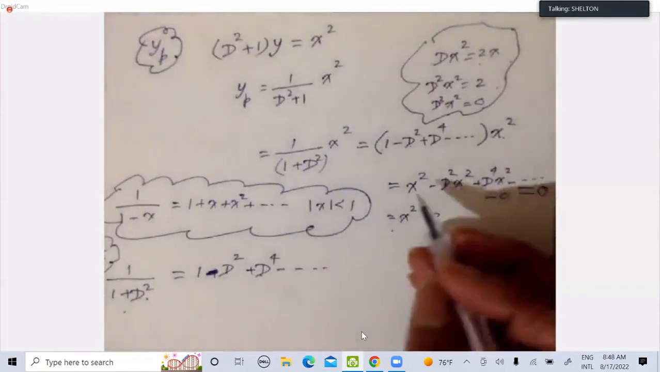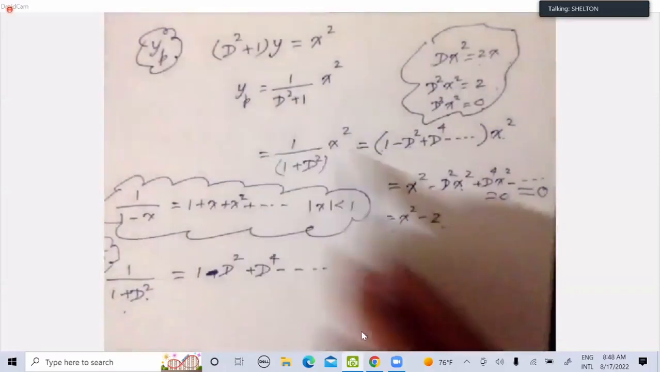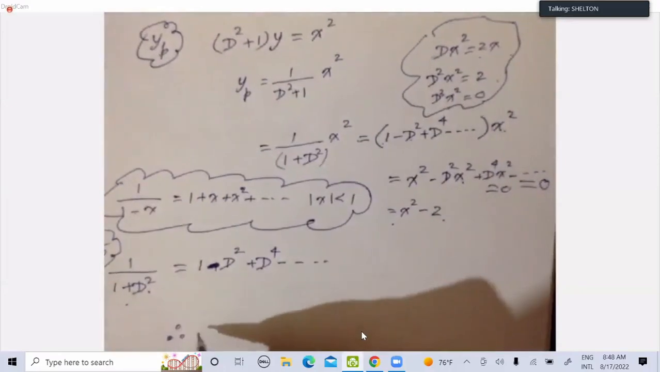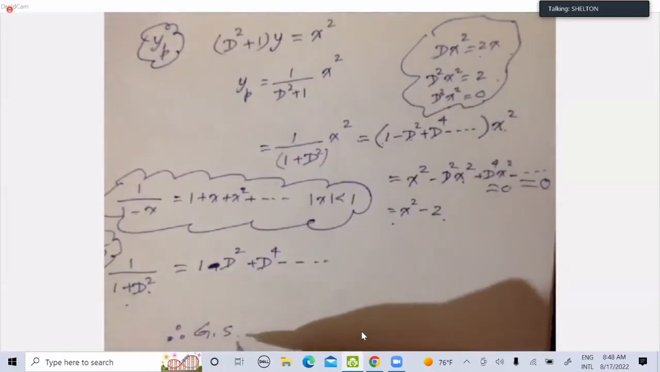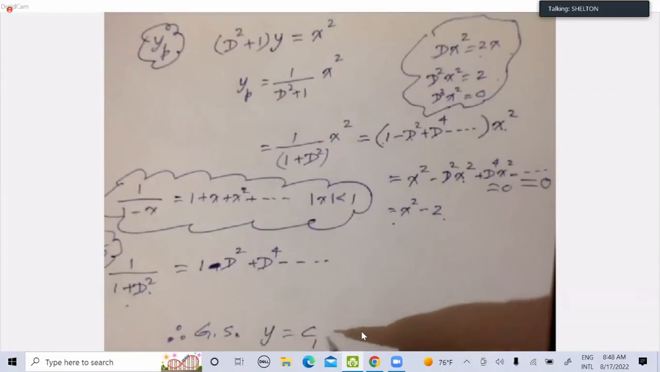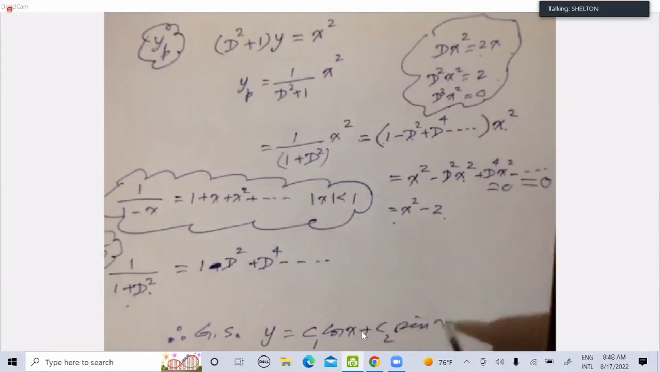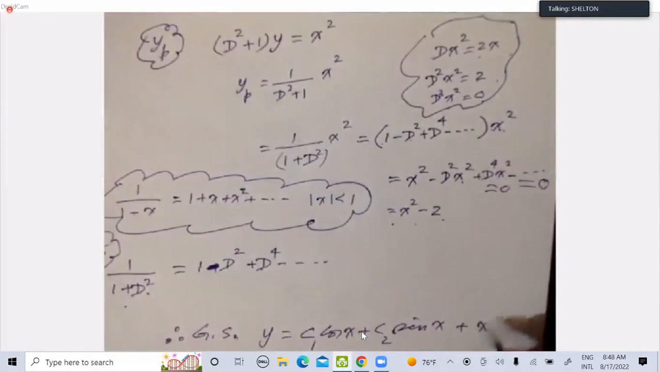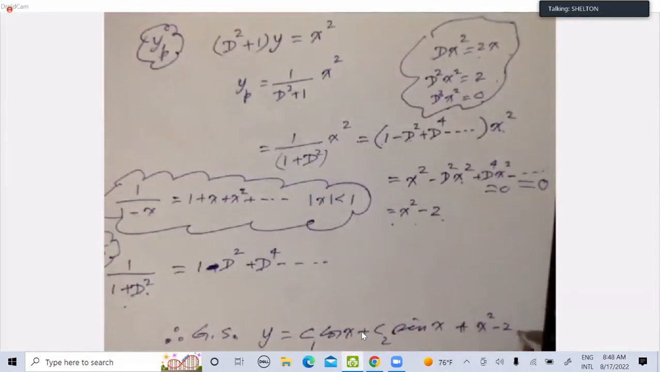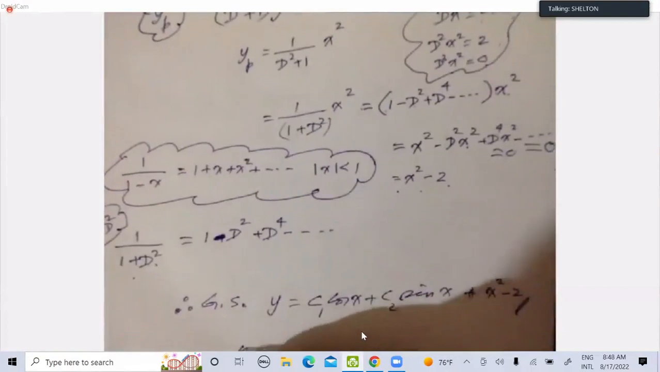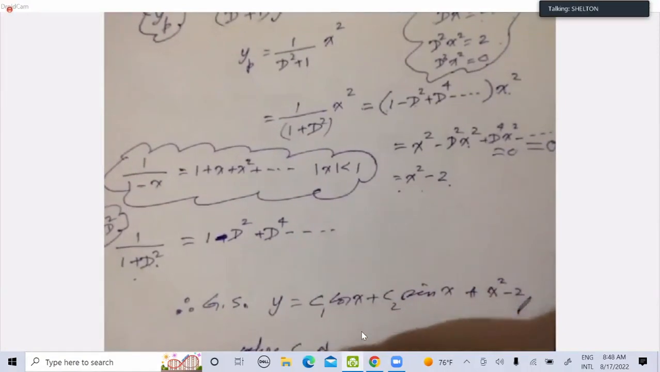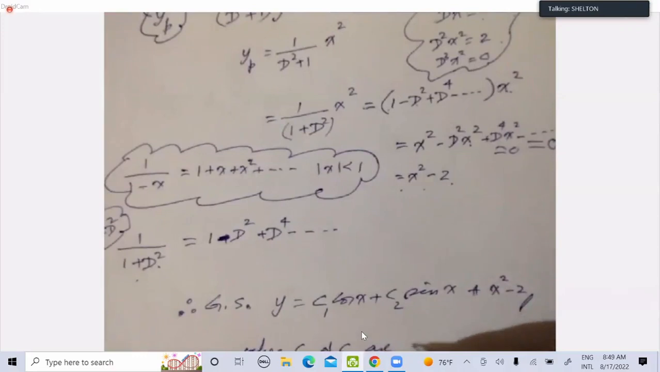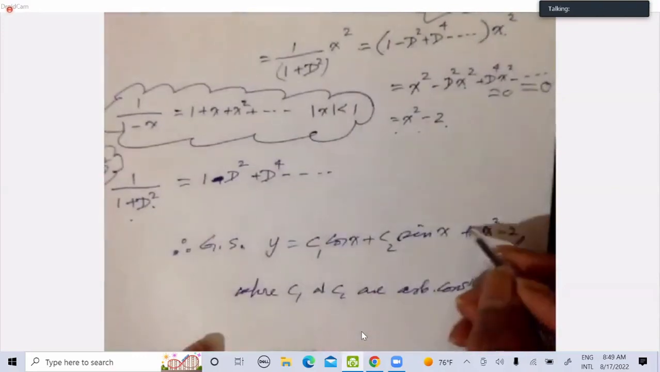Now, what do we have? Therefore, the general solution of the given equation is y equals the complementary function c1 cos x plus c2 sin x plus yp. Here yp is x squared minus 2. That is the general solution where C1 and C2 are arbitrary constants.